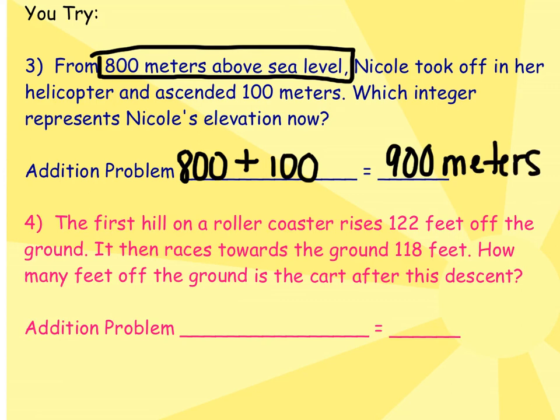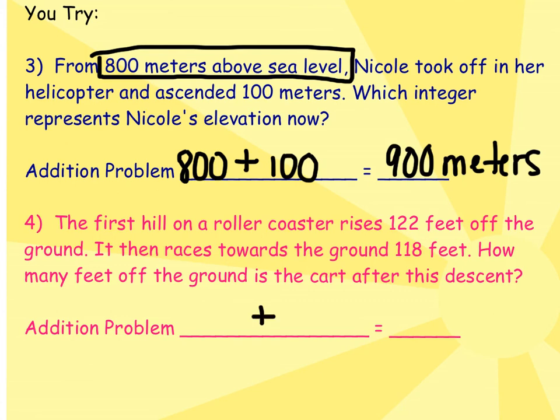Okay, and number 4. The first hill on a roller coaster rises 122 feet off the ground. It then races towards the ground 118 feet. How many feet off the ground is the cart after this descent? Now to you, this might seem like a subtraction problem, which it kind of is, except that we need to be able to write it using addition.